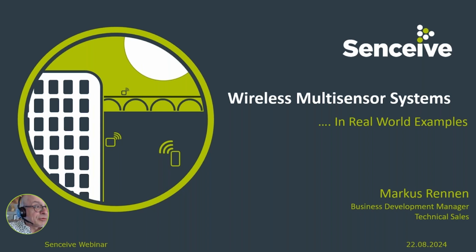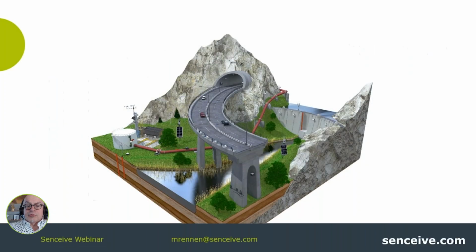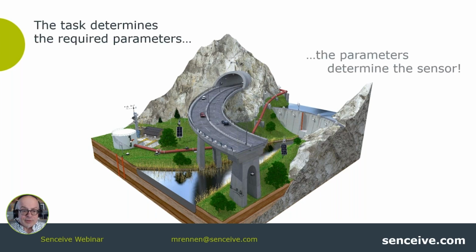Basically, everybody listening here will not have to be introduced to monitoring in general. Monitoring concerns a large variety of objects, and when we have to observe any object, we have to follow certain questions. These questions or tasks define what parameters are required to be observed. And of course, when we have to observe certain parameters, they determine what kind of sensor we have to use.